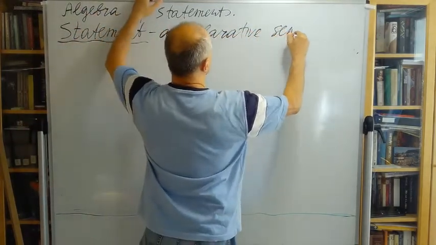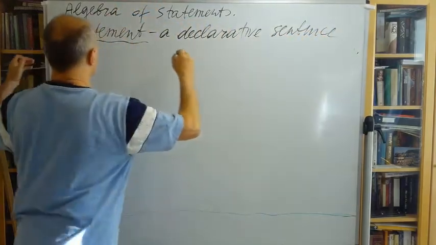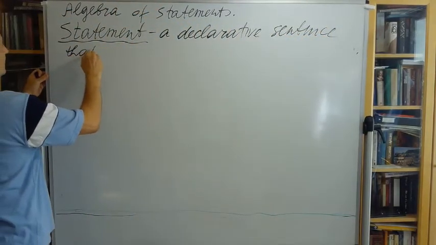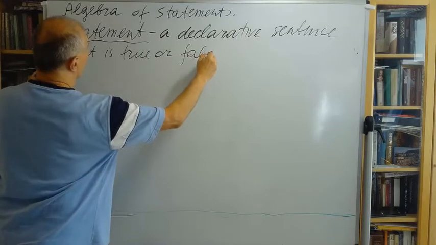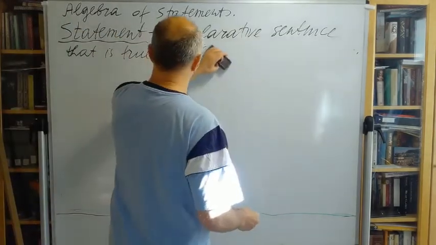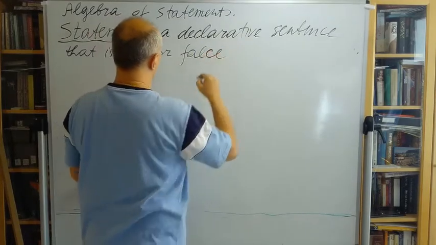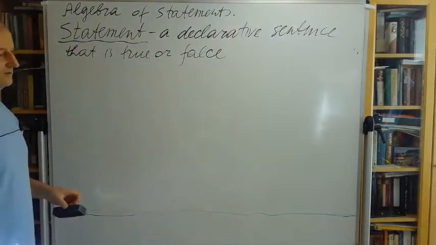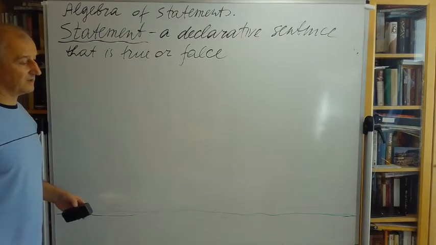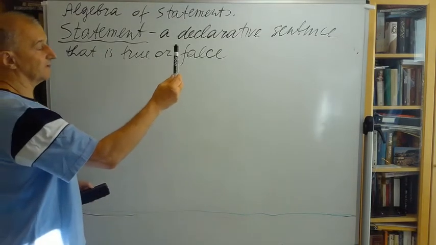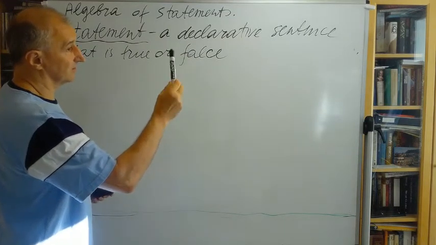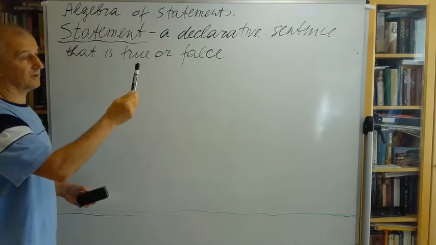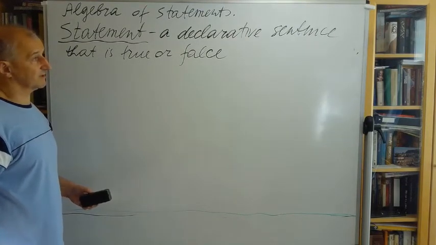A declarative sentence that is true or false. So if I make a statement like, this pencil writes black color, that's actually a declarative sentence saying this pencil is black, and it is a statement in mathematical sense.